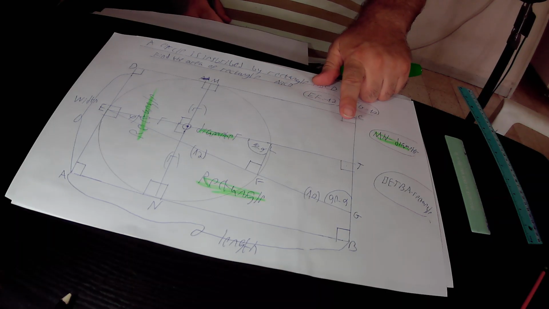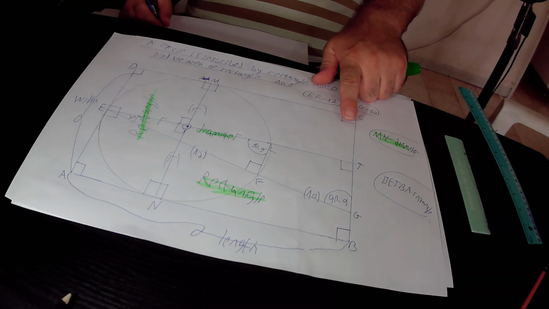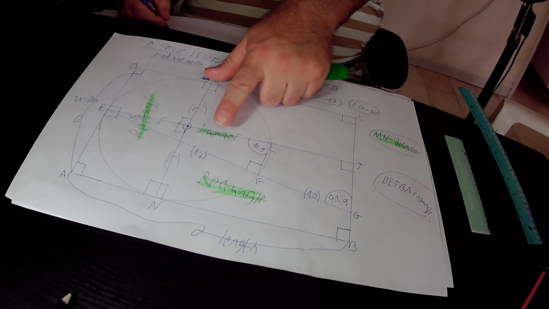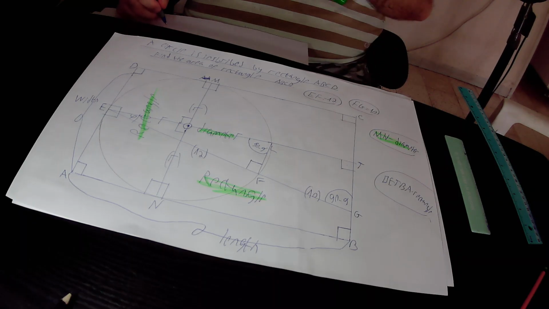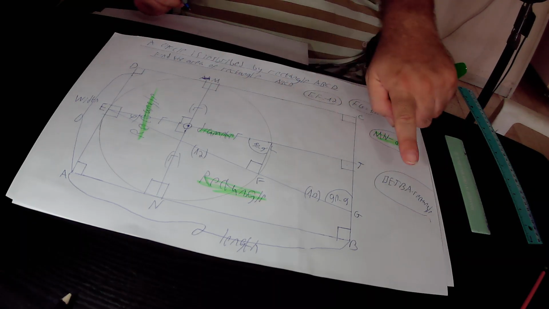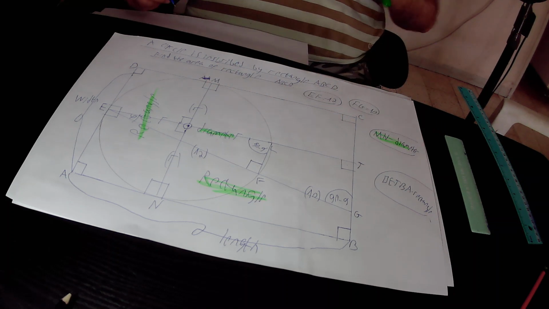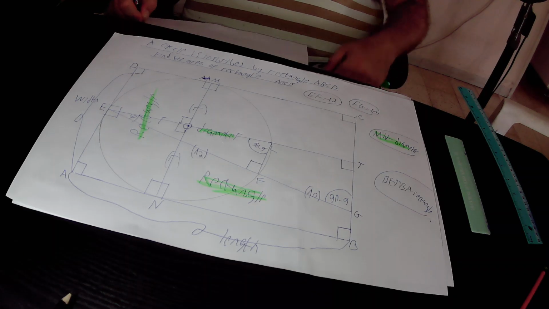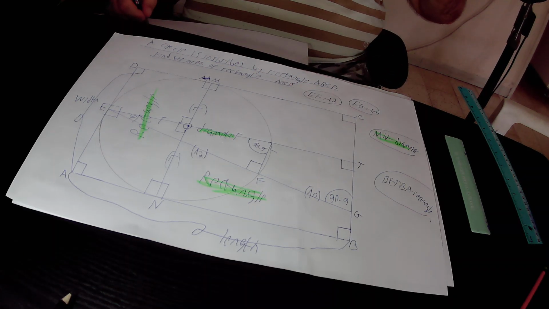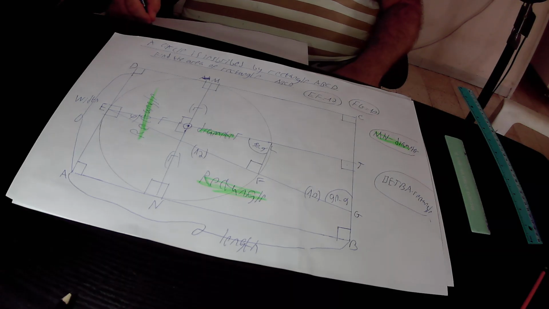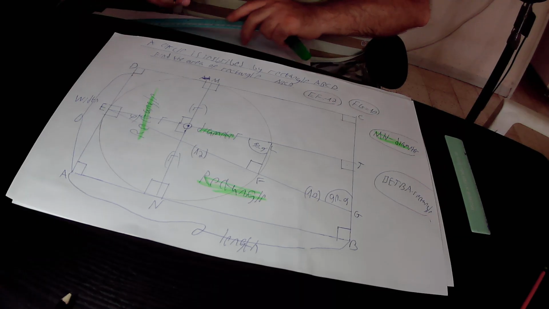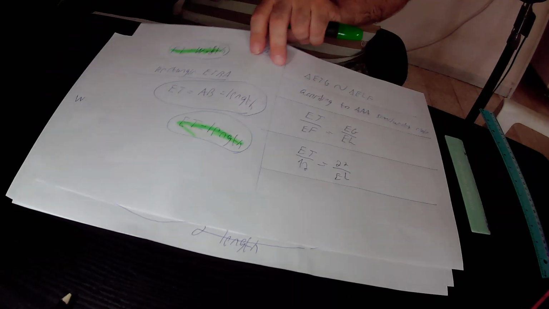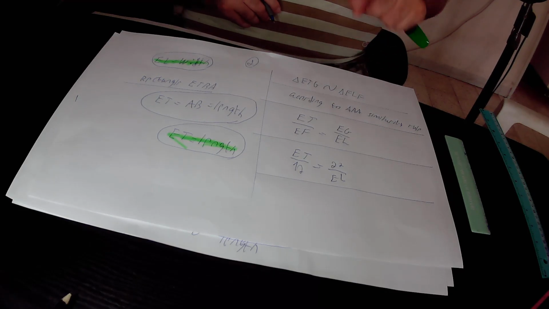ET is the missing side, so we leave it as it is, over EF. It is given in the question that EF equals 12 units in length, and it is equal to EG. What is the length of EG? EG in total equals 12 plus 10, that is 22, over EL. EL is the missing side, so we leave it as it is. So in total, we actually found out that ET over 12 equals 22 over EL.